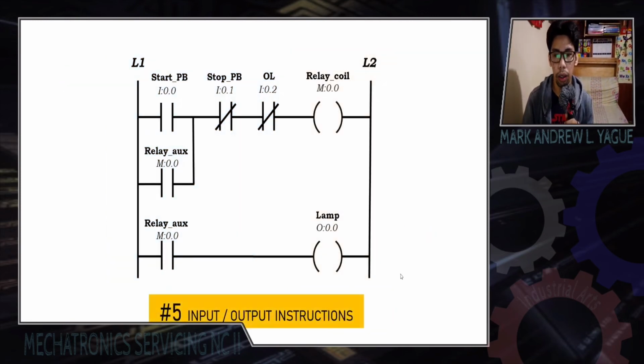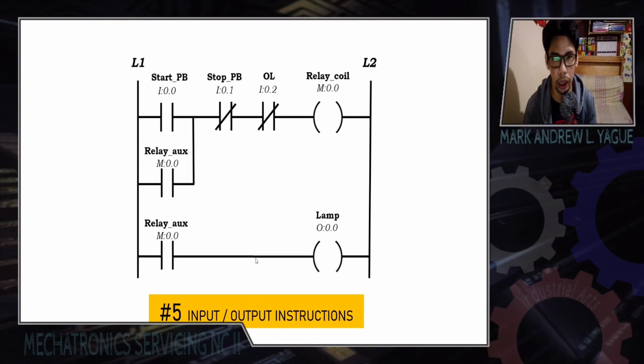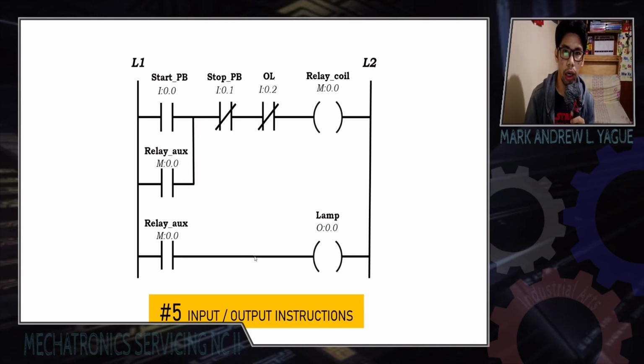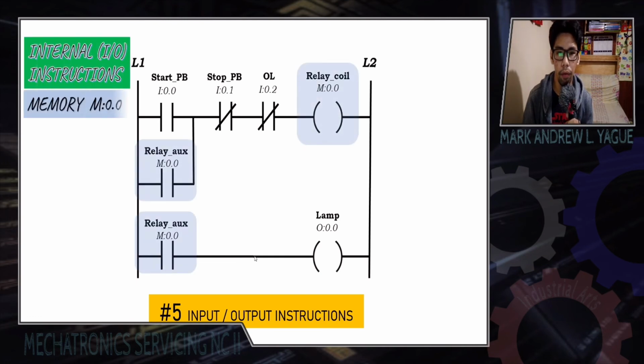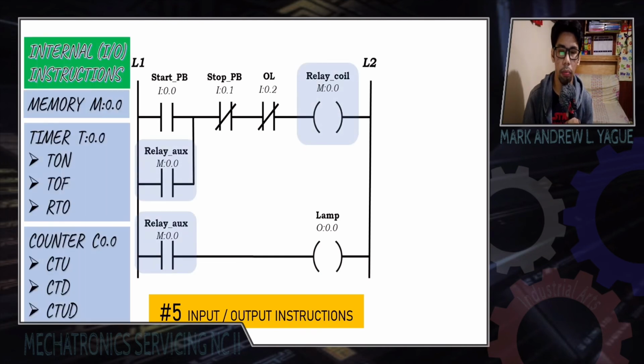The last thing that you need to know regarding a ladder logic program is the input-output instructions. This is one of the most important things we need to know, because it consists of the instructions contained in our mobile app. First, we have the internal I/O instructions. What are these? Examples are the memory instructions, timer instructions, and then counter instructions.